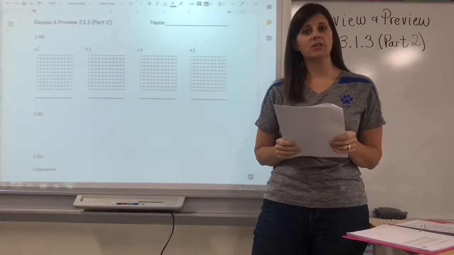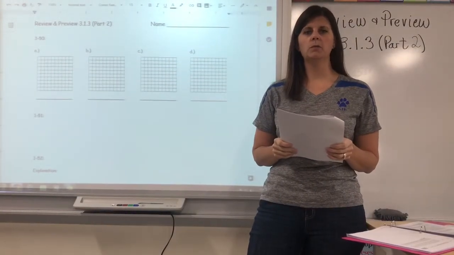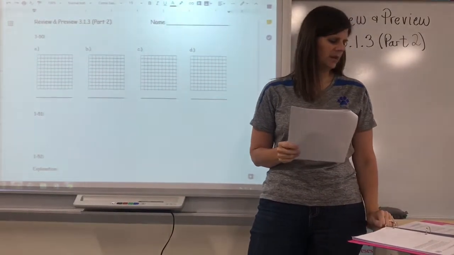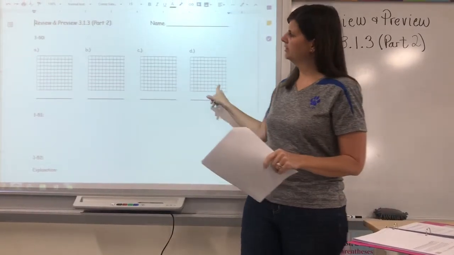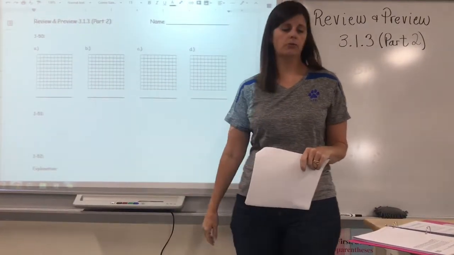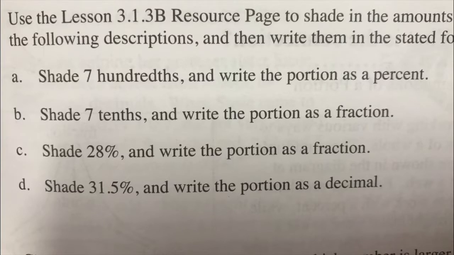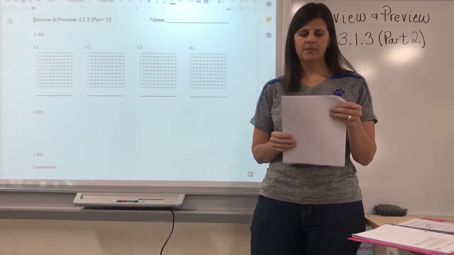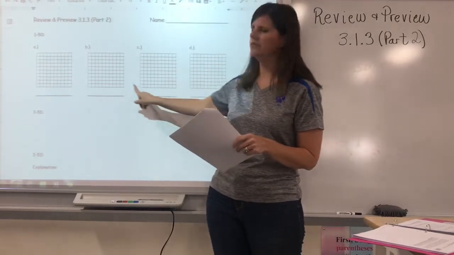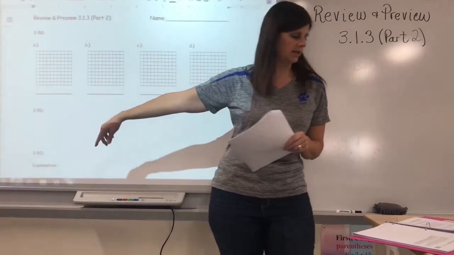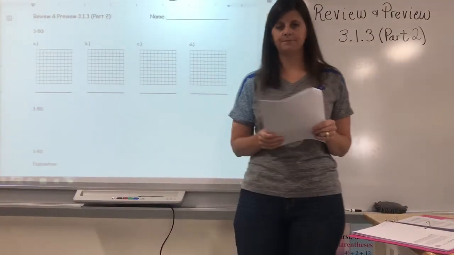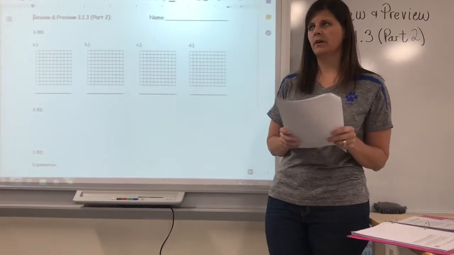We are ready to talk about directions for review in Preview 3.1.3 Part 2. For question 50, it says something about using your resource page, but on your answer sheet I have put the percent blocks here for you. They're going to give you some different amounts and ask you to shade them. So on your answer sheet you want to shade in the appropriate amount to start with, and then down below in the answer blanks, give your answer in the form that they're requesting it in. Sometimes it might be a percent, sometimes it may be a fraction or even a decimal. So make sure you pay attention to that part there.